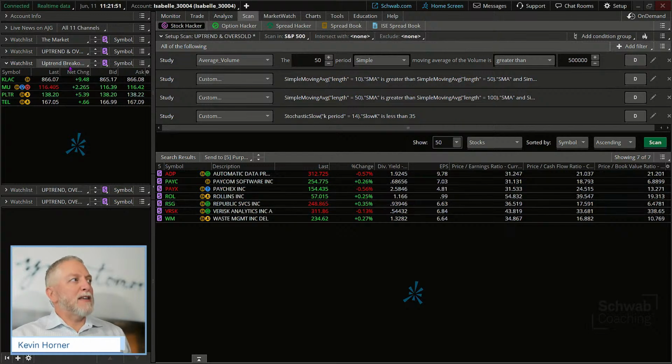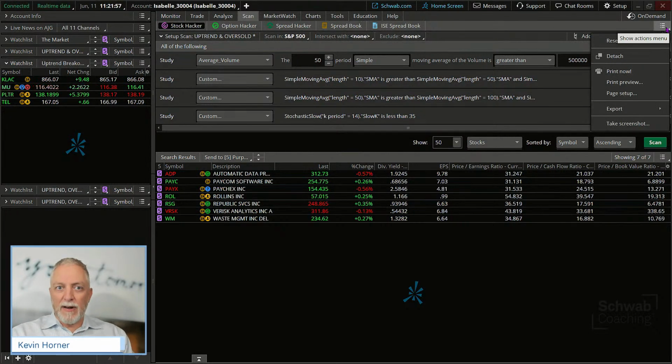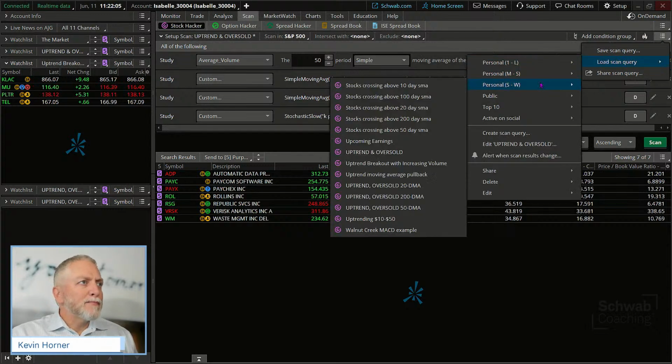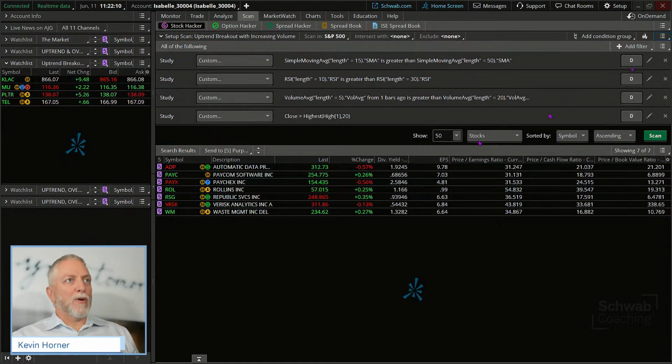Next up, I've got the uptrend breakout. So these are stocks that are already in an uptrend with a series of higher highs and higher lows, but are in the process of breaking out to new highs. So let's go ahead and load that one. Uptrend breakout with increasing volume, okay? Now, why increasing volume, everyone?